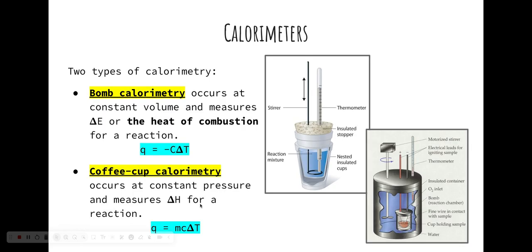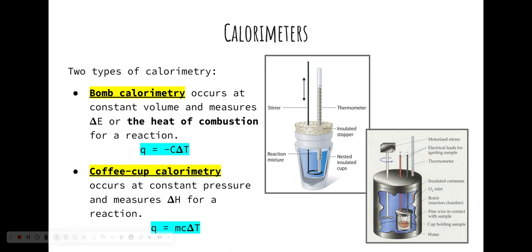So, there are two types of calorimeters that we're going to discuss. The first one is called bomb calorimetry, which occurs at a constant volume, and it measures the change of internal energy, delta E, or in our case, which is going to be far more common, is to measure the heat of combustion for a chemical reaction.